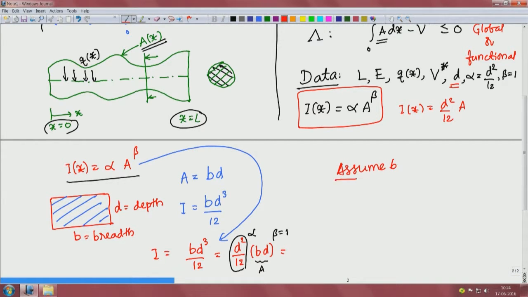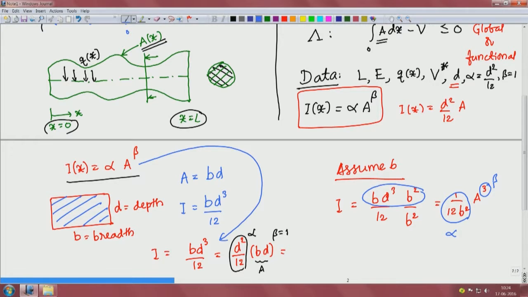On the other hand, if we want to make b assumed, so if we assume b, then I can write I to be b d cube by 12. I need to get area, so I will multiply by b square and divide by b square. Then what do I get? I get 1 over 12 b square into a cube, because this particular thing is now b cube d cube, that is a cube. In this case, this becomes our alpha, this becomes our beta.